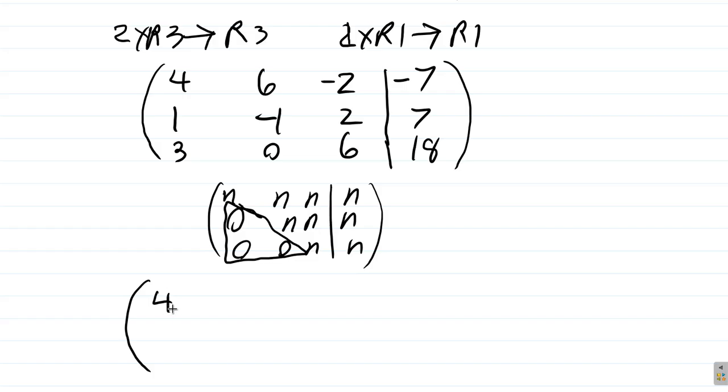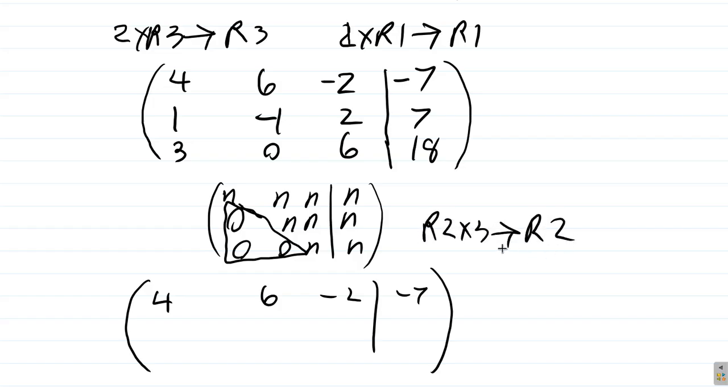So we have 4, 6, negative 2, negative 7, and we multiply row 2 by 3 to give us one new row 2, right? So we're going to change row 2. 3 ones are 3, 3 times negative 1 is negative 3, 3 twos are 6, 3 sevens are 21. And we have 3, 0, 6, 18.